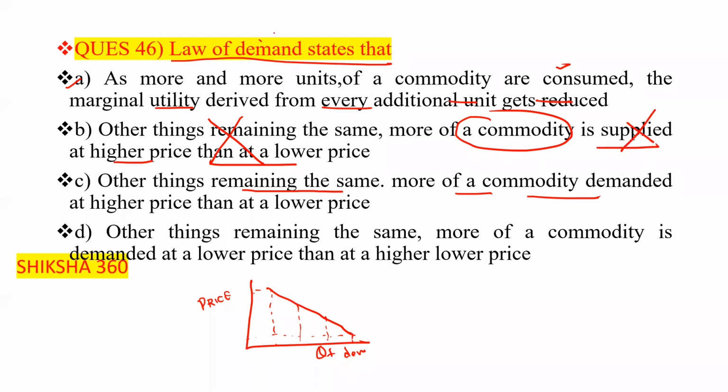Because we are talking regarding the demand curve. More of a commodity demanded at higher price than the lower price. This one is also wrong. They are mentioning demand, and this one is wrong due to the supply reason.